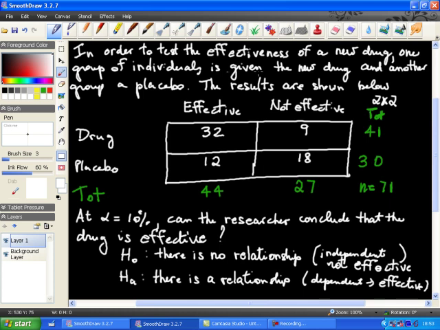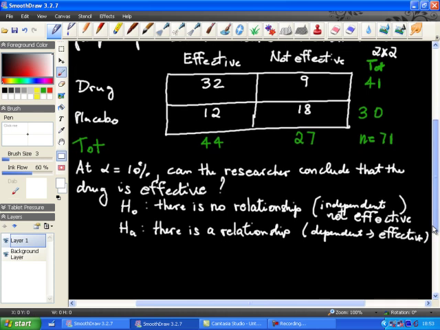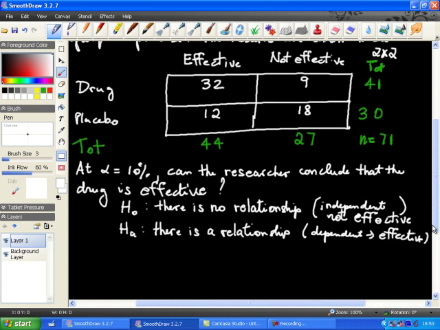Now, because this is a 2x2, we need to use the Yates correction factor. So the chi-squared value will be calculated a bit differently. But before I go into the chi-squared value, let's calculate the expected values, which as usual I'll put in brackets. The expected values are still calculated as row total times column total divided by n. I'll show you the calculation of the first, and then we can go from there.